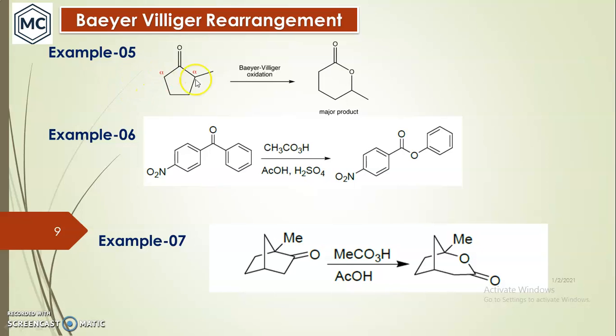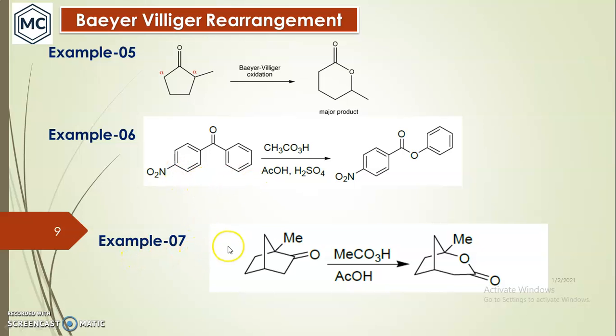And three more examples. In this cyclic compound, in Baeyer-Villiger oxidation, the oxygen gets inserted here. Why is it inserted here? Because this is a tertiary carbon atom and this is a secondary carbon atom, and tertiary has more migratory aptitude than secondary. And the second example has a phenyl group here and a nitrophenyl group here. In the presence of peroxy acid, you can see that the phenyl has more migratory aptitude, because the other contains a nitro group, which is an electron withdrawing group.